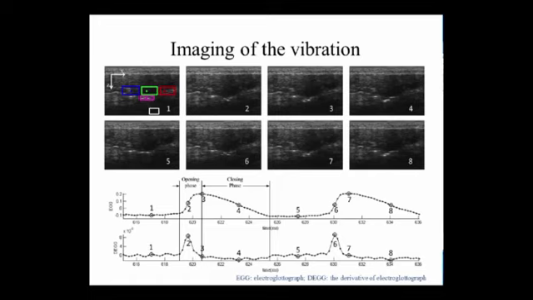So we try to measure the vibration of laryngeal tissue at multiple locations, and these locations are pointed out as 4 colored dots in the frame number 1. The blue dot at the supraglottal region, and the green dot at the vocal fold body, and the red dot at the subglottal region, the magenta dot at the vocal fold edge.